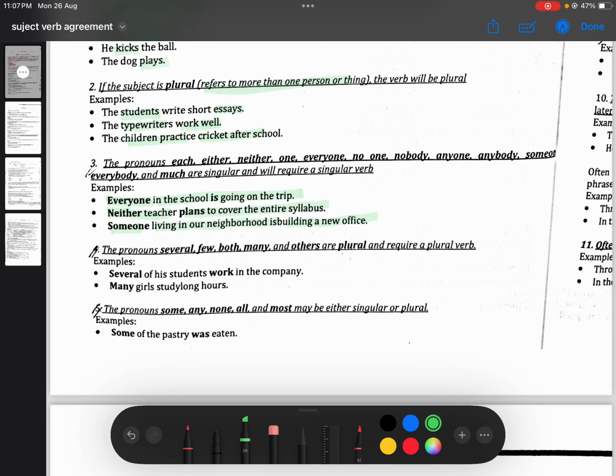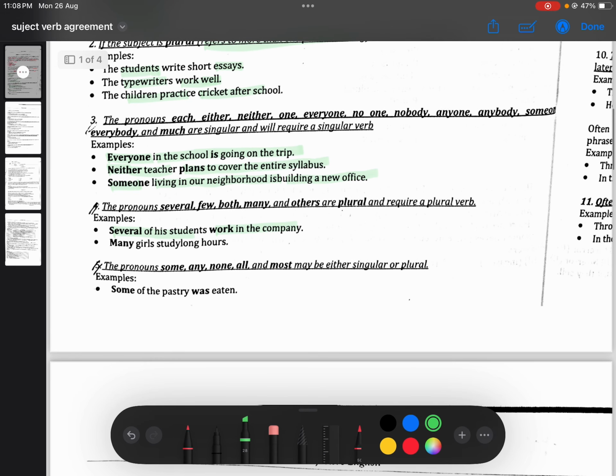Next rule. The pronouns several, few, both, many, others are plural, so they will take a plural verb. Several of his students work in the company, not works in the company. Many girls study long hours.